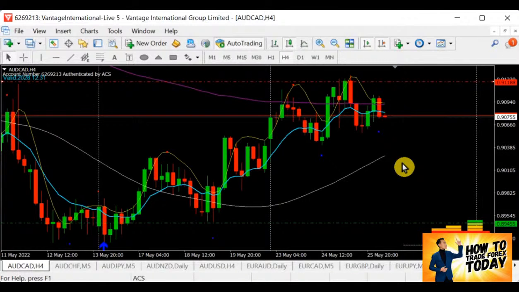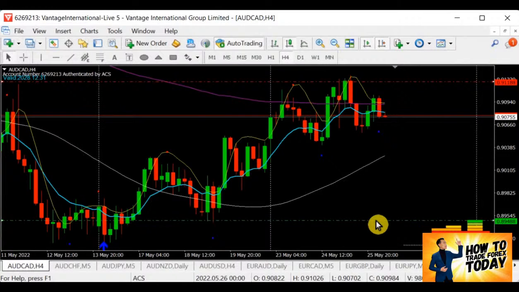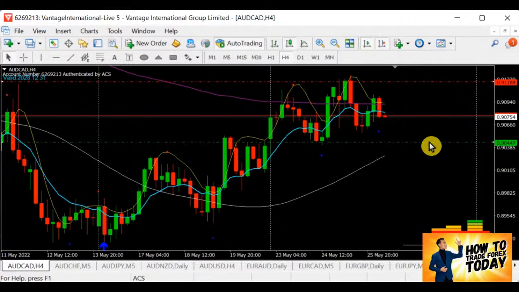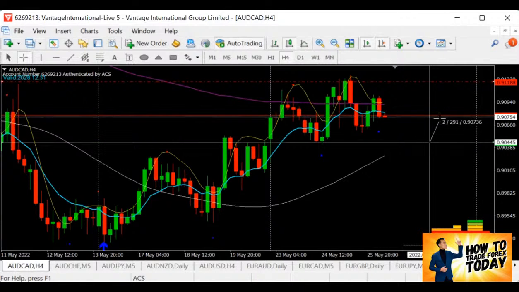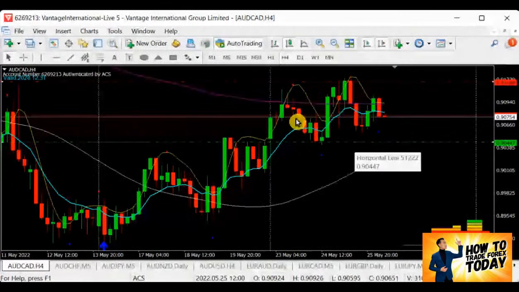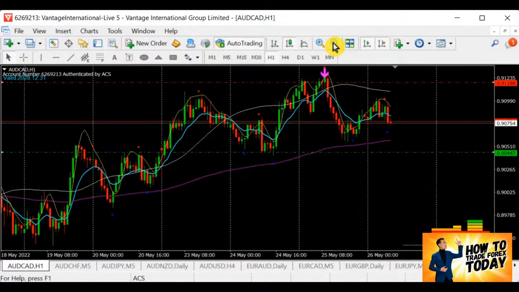So at this point, where is the support level? The support area we are going to look out for is somewhere here. This is the support area that I'm looking out for. We have about 30 pips to go. In this H1, the selling signal is already here for Aussie CAD. So it looks good.